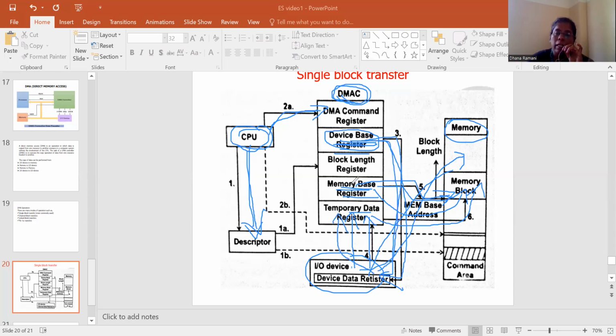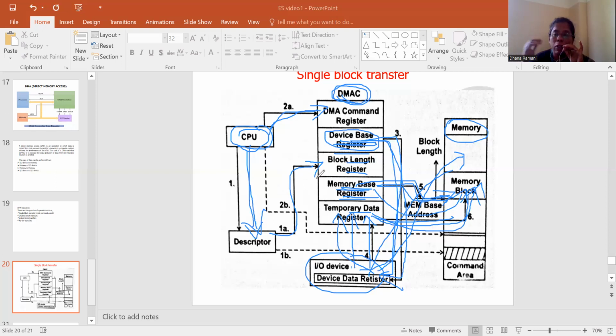And in the next cycle, it will have the memory address also where it has to put the data. It will go to that particular memory address and then transfer this temporary data to that memory block, right? So this is how it keeps on repeating until the block length is reached. That is, for example, how many blocks of data have to be stored. That data will be fed by the descriptor to the block length register, right?